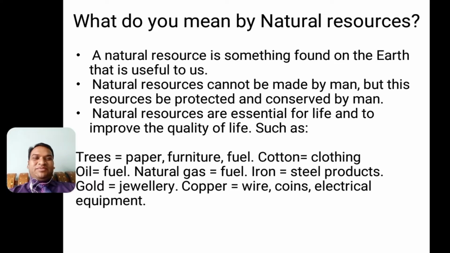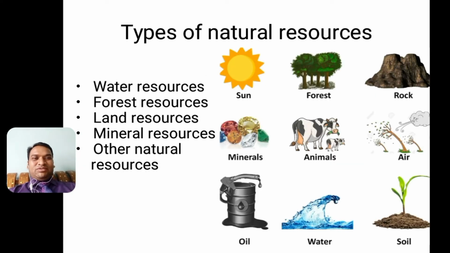From iron we get different types of steel products. Gold is also a type of natural resource. From gold we can make different types of jewelry. From copper we get wire, coins, and electrical equipment. These are the things we get from copper. So today we need to learn about these natural resources.